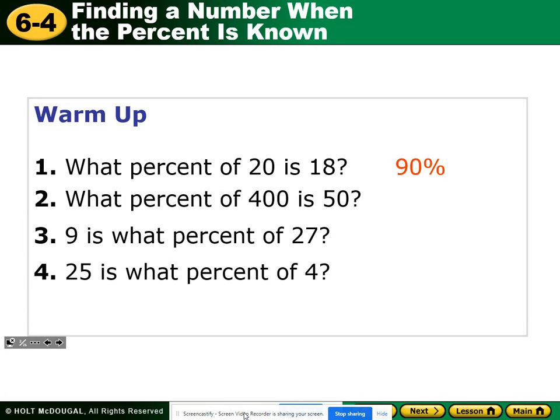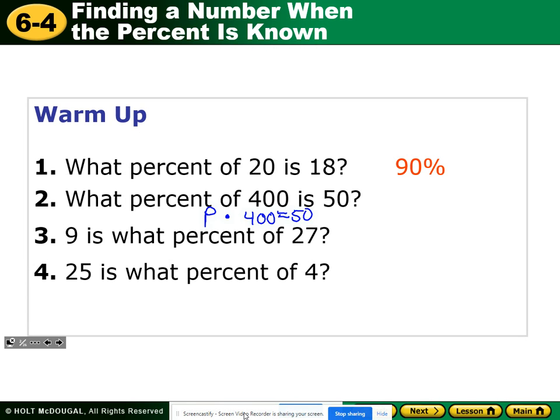Now, as we look at this one, what would the equation be? Could somebody tell me? Keep it as easy as you can. P times 400 equals 50. All right. Very good.